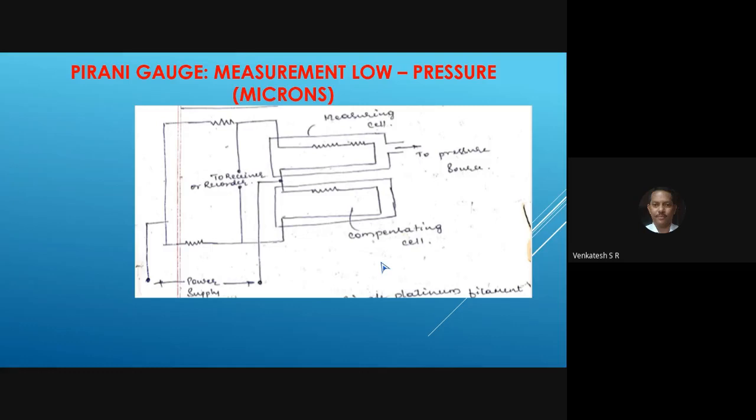The Pirani gauge. Okay, question mark. List the applications and limitations. List the applications and limitations.